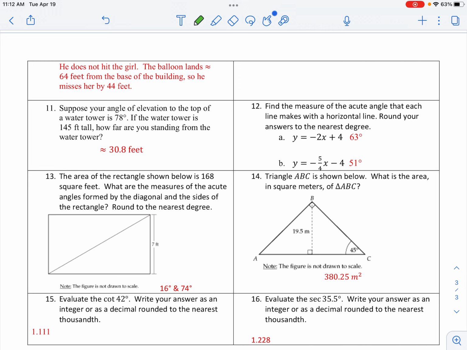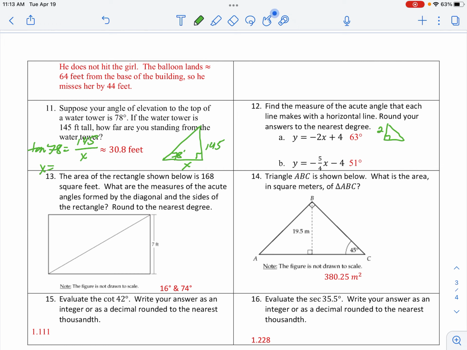Number 11, suppose your angle of elevation to the top of a water tower is 78 degrees. How far are you standing back? So assuming that water tower is at a right angle, looking at the top of it, the water tower is 145 feet tall. How far are you standing back from it? So we have a tangent of 78 equals 145 over x. So divide it. 145 divided by the tangent of 78. 30.8 is correct.